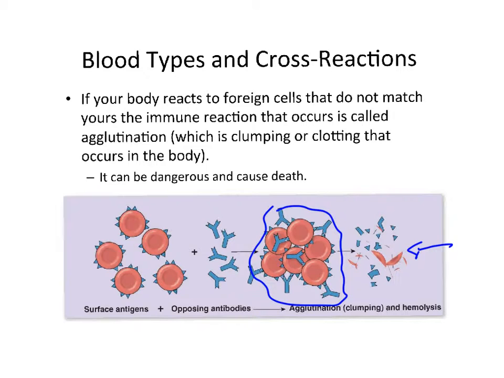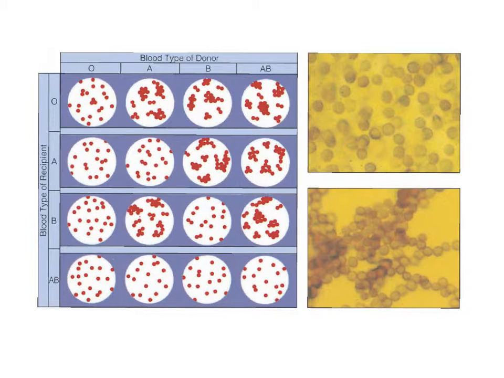But the danger is that these clots could lodge somewhere like the brain or the heart or a lung and cause an embolism or a stroke or a heart attack, etc. And what that looks like under a microscope is shown on the next slide.